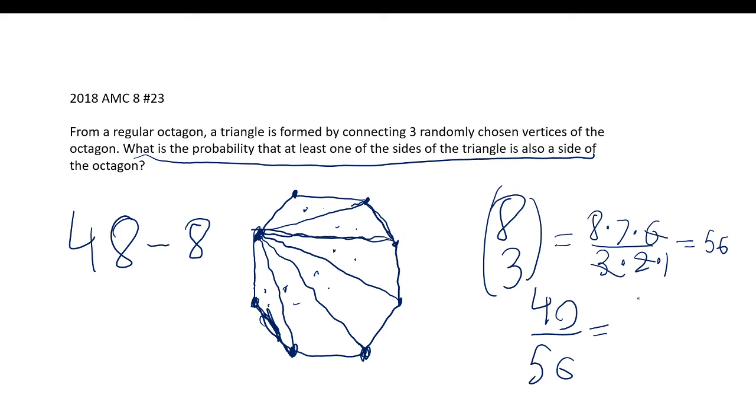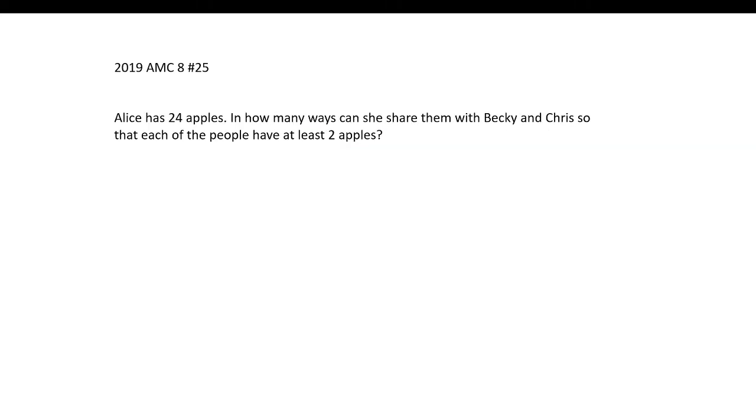Now we simplify this. 8 times 5 is 40, 8 times 7 is 56. So we see the probability that at least one of the sides of a triangle is also a side of the octagon is simply 5/7. Another application of geometric probability and counting. Let's move on.